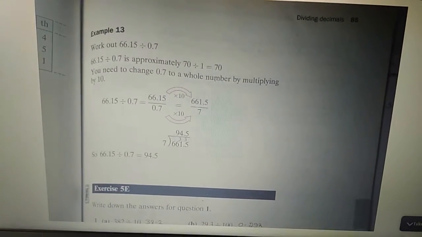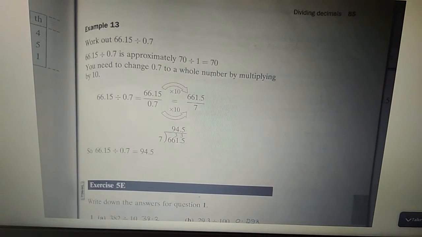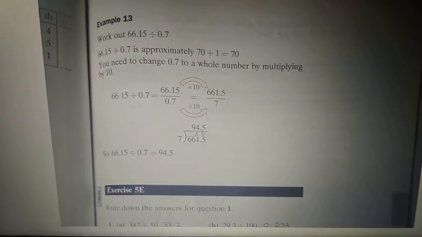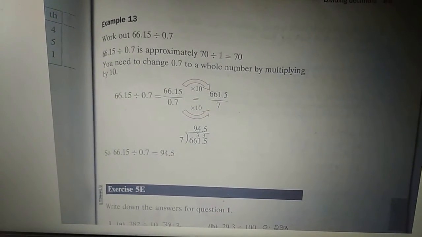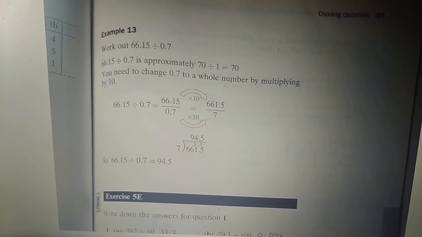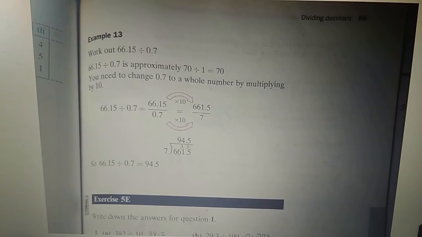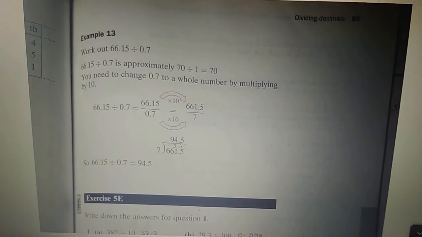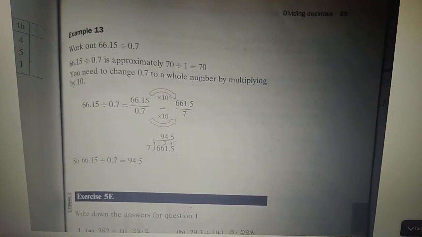Okay, so what we need to do is use the equivalent fraction. So, 66.15 divided by 0.7. Now we need to find the equivalent fraction of this. We multiply both the numerator and the denominator by the same number, 10. Okay, so after multiplying, we got 661.5 divided by 7.